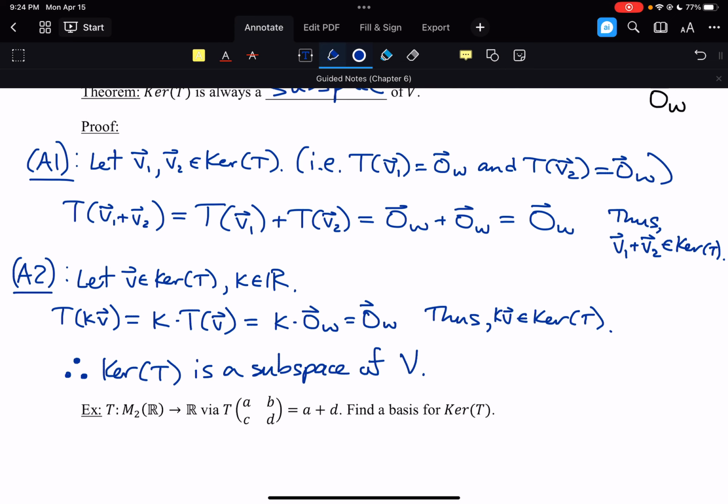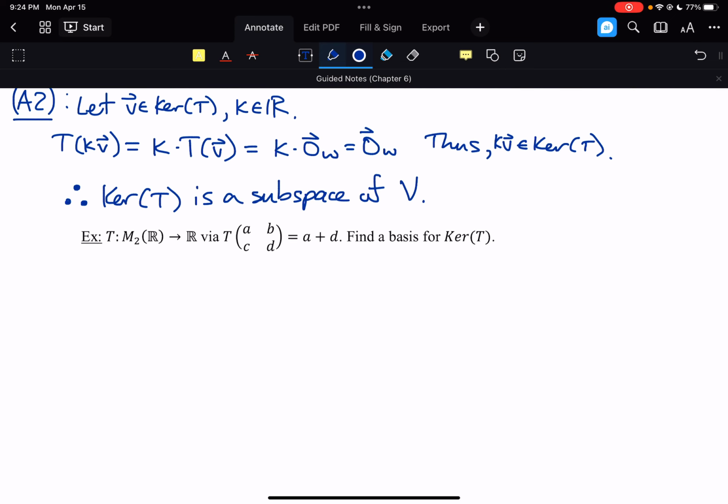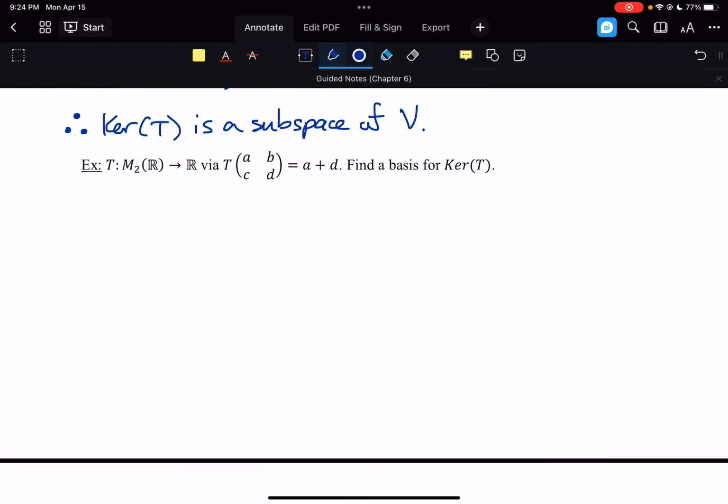So let's take a look at an example. We've got a transformation going from M2 to R via this transformation. We've seen one like this in a previous section. Find a basis for the kernel of T. So we know that a matrix A, B, C, D is in the kernel of T if and only if that matrix gets transformed to the zero vector.